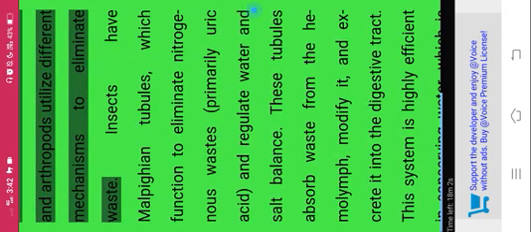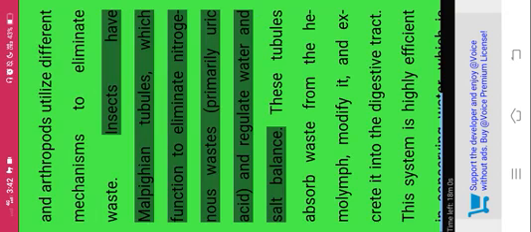4. Excretion in invertebrates. Invertebrates such as insects and arthropods utilize different mechanisms to eliminate waste. Insects have Malpighian tubules, which function to eliminate nitrogenous waste, primarily uric acid, and regulate water and salt balance.